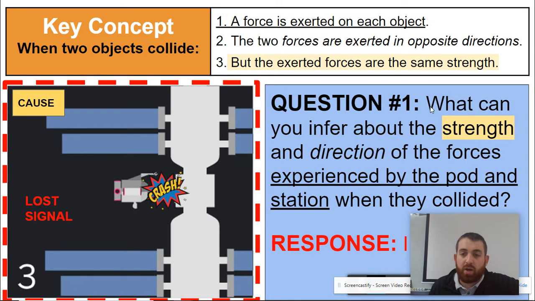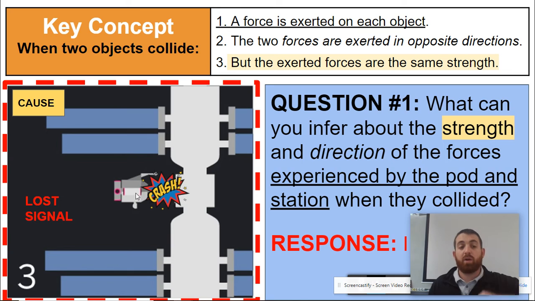So looking at our question, we know that all these different parts connect with our key concepts. So the first part asks, what can we infer about the strength? Well, if we look at the part here that talks about the strength of a force when objects collide, we can infer what the strength of the force was during the collision. If we look over here, it asks about the strength and the direction. Well, looking at our key concept, when the two objects collide, we can infer about the direction based on what our key concept says. And last but not least, the forces experienced by the pod and the station. Well, we can again infer about the forces that were exerted on the objects based on the fact that we know that the velocity changed.